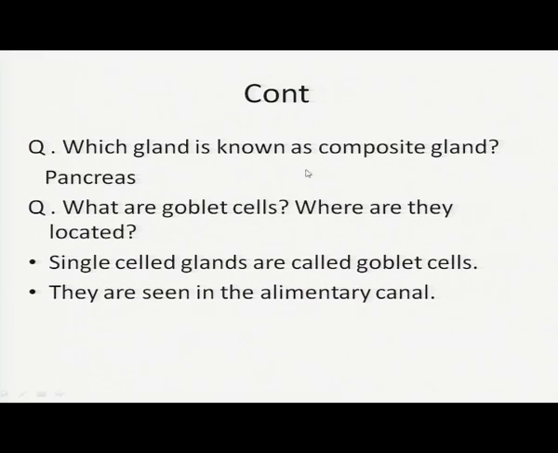Which gland is known as the composite gland? Composite gland means mixed gland. It is pancreas. A part of it is exocrine and the other is endocrine. It can act as both exocrine and endocrine. Pancreas is your answer, correct. What are goblet cells? Where are they located? Single celled glands, they are known as goblet cells and they are normally seen in the alimentary canal.